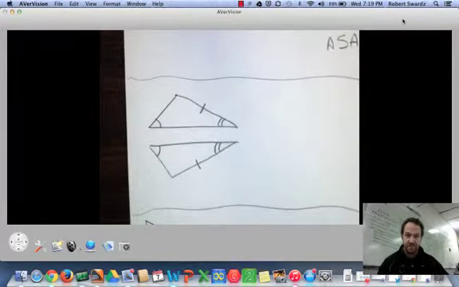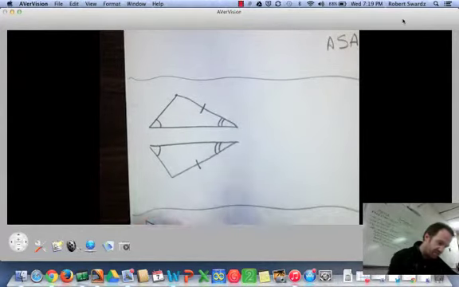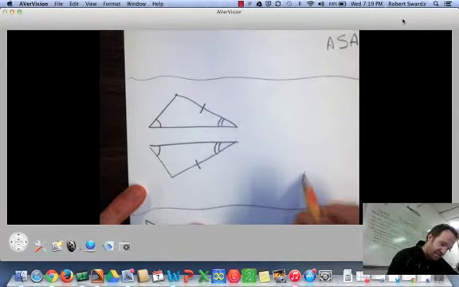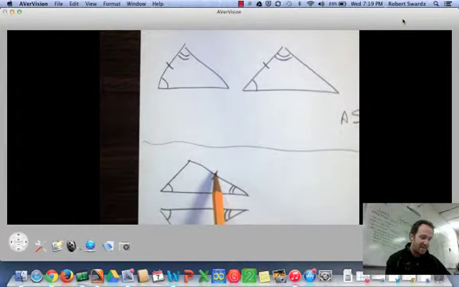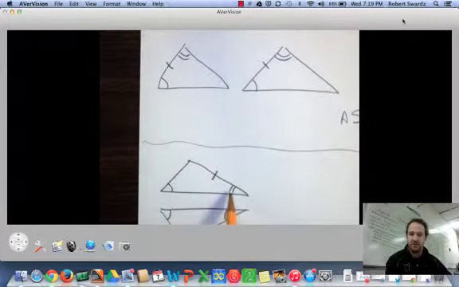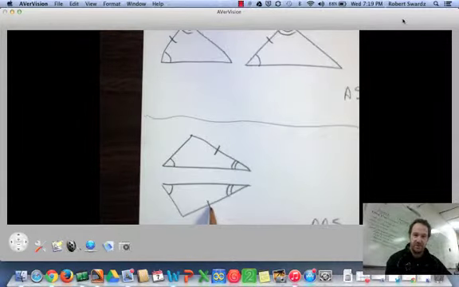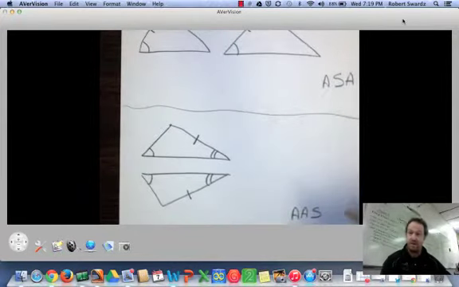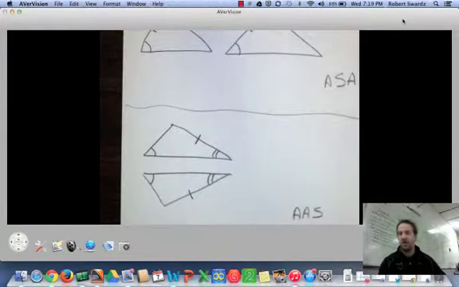Here's another one. Does this work? Yes, it does. And this is called angle, angle, side. Now, these are a little different here. Here, the side is not between the two angles. The sides that we know are the same are not between the two angles. So this is different. Angle, side, angle, and angle, angle, side are different. And they both work for showing triangles are congruent.